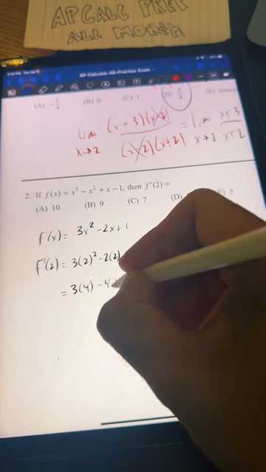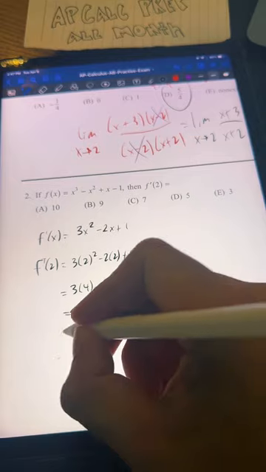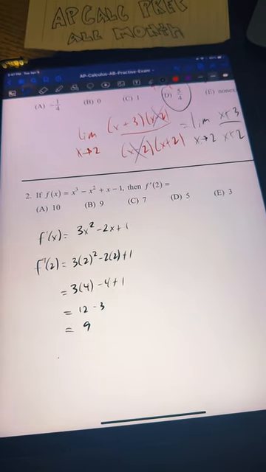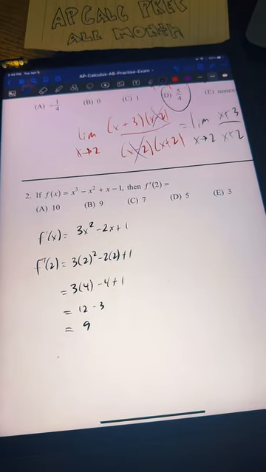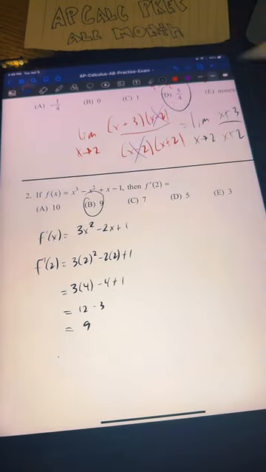So this is 3 × 4 - 4 + 1, 12 - 3. So the answer is 9. Hopefully you get the same answer. Someone got D. I don't think it's D. I believe it's going to be B.